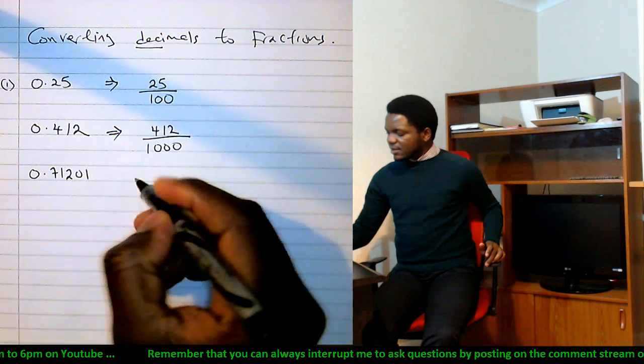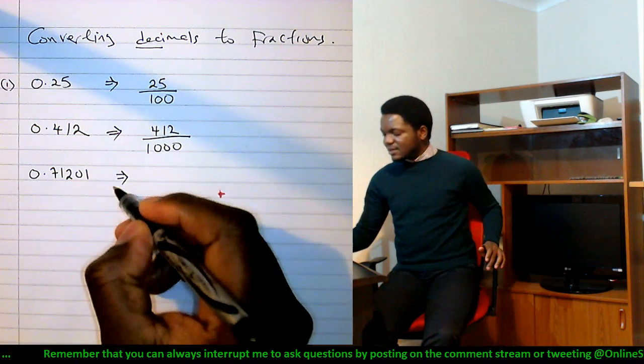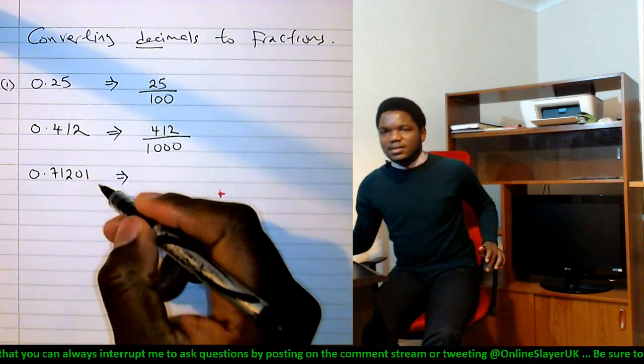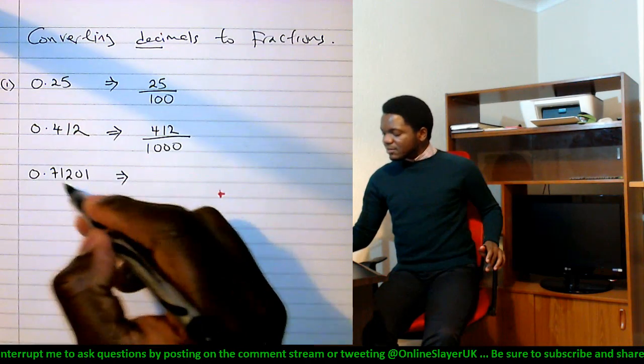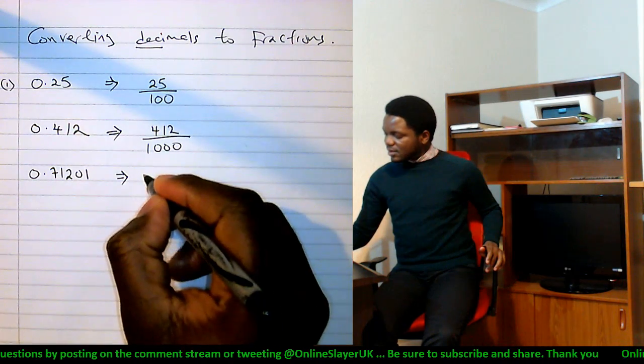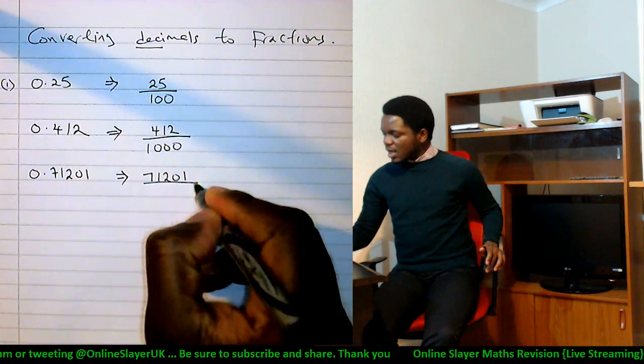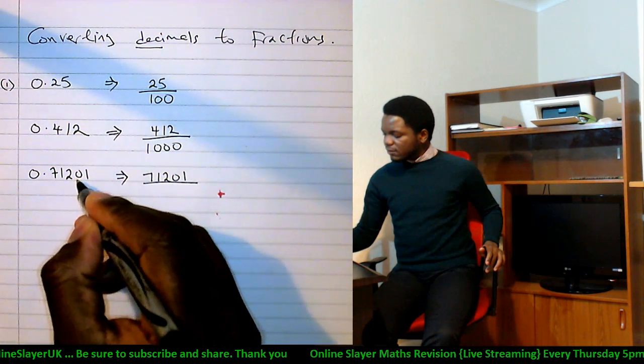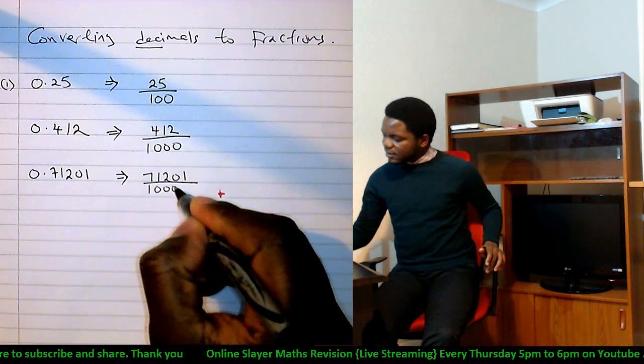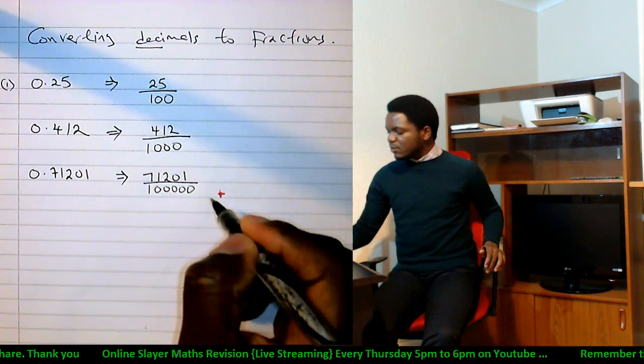0.71201. I like to give something funny like this because some people might be asking, what if you have a 0 in the middle? It's the same thing. What are the numbers I'm seeing here? 71201. So how many decimal places? 1, 2, 3, 4, 5. So I'm going to divide this by as many zeros as the decimal places.